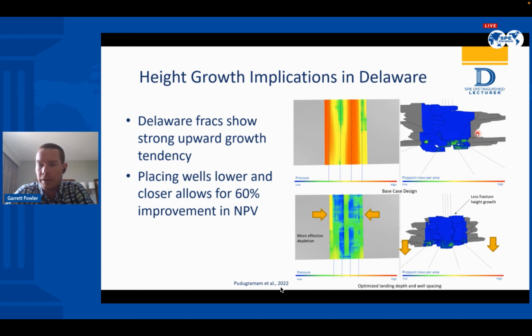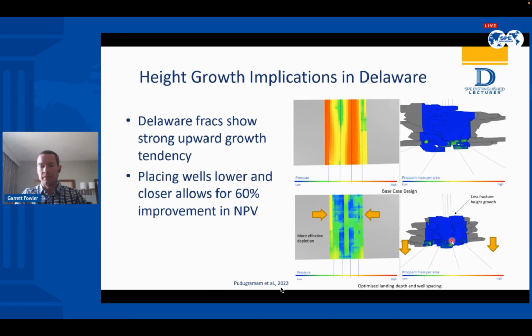On the right-hand side of these images, I'm showing the base case of where the wells were landed and that upward fracture growth. We're seeing proppant stay primarily in that pay zone down here at the bottom, but we do have these gaps in the depletion based on the preference for upward growth. If we take those wells and push them lower in the zone, there is still a propensity for upward growth, but we're capturing more of that pay zone because we've moved the well lower. We're not getting these symmetrical penny-shaped fractures, but instead we're getting these chimneys.